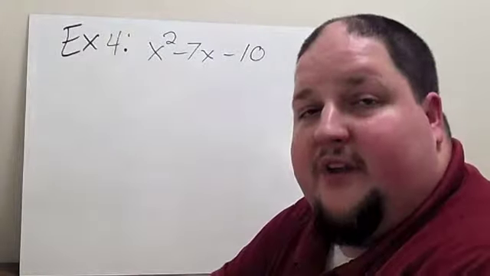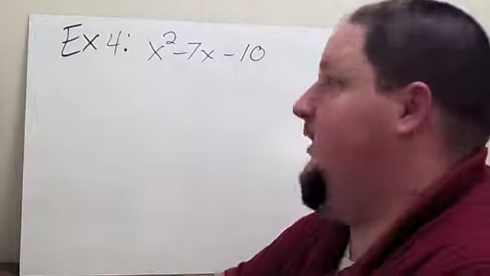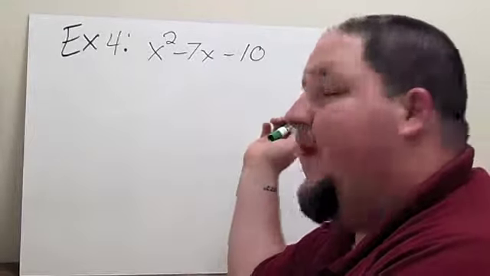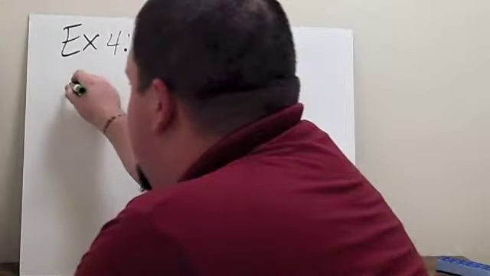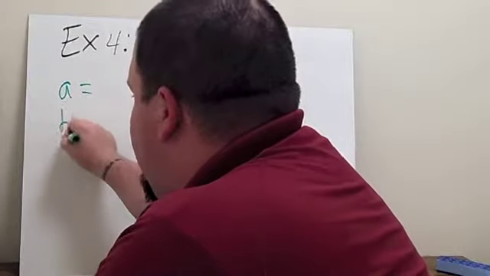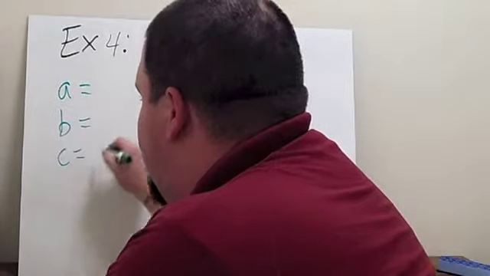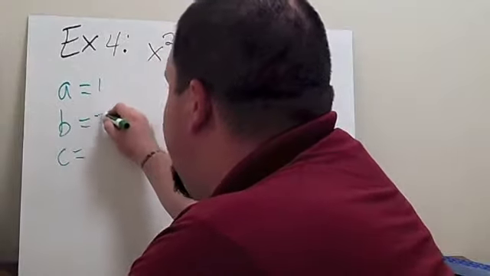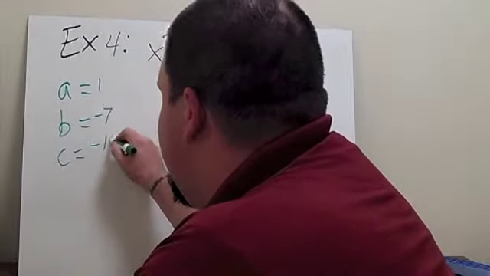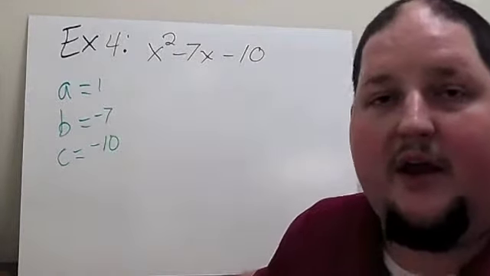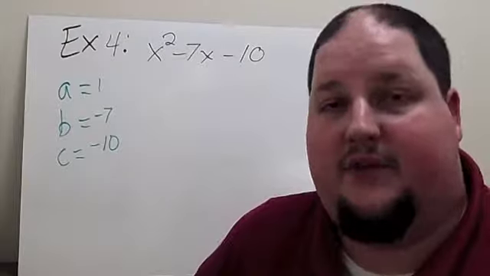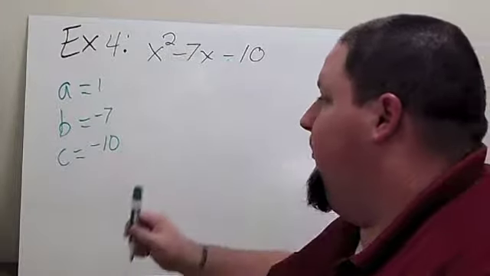Again, progressing even harder, I left more stuff off. My fourth and final example that I'm doing with you today, I have x squared minus 7x minus 10. We're going to list a, b, and c. A is 1, b again is negative 7, and c is negative 10. Again, please make sure you're getting the negative signs when there's a minus between.